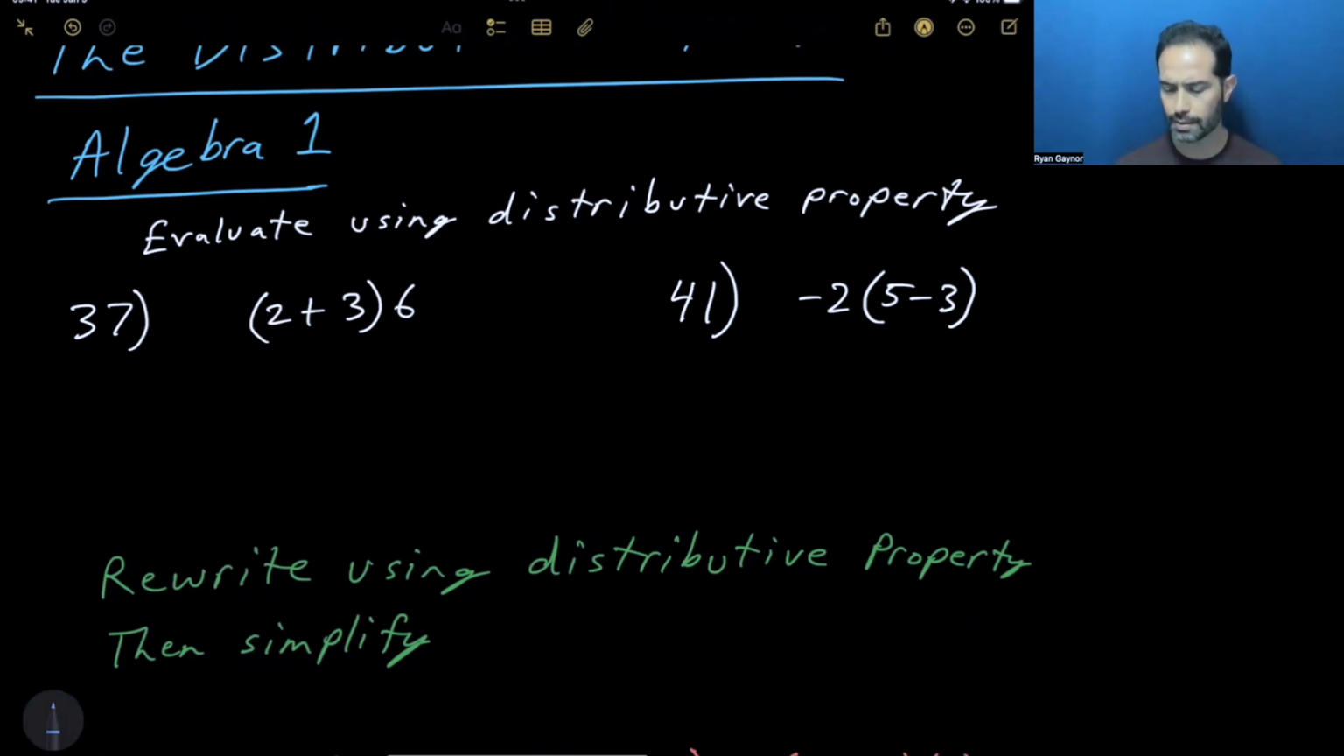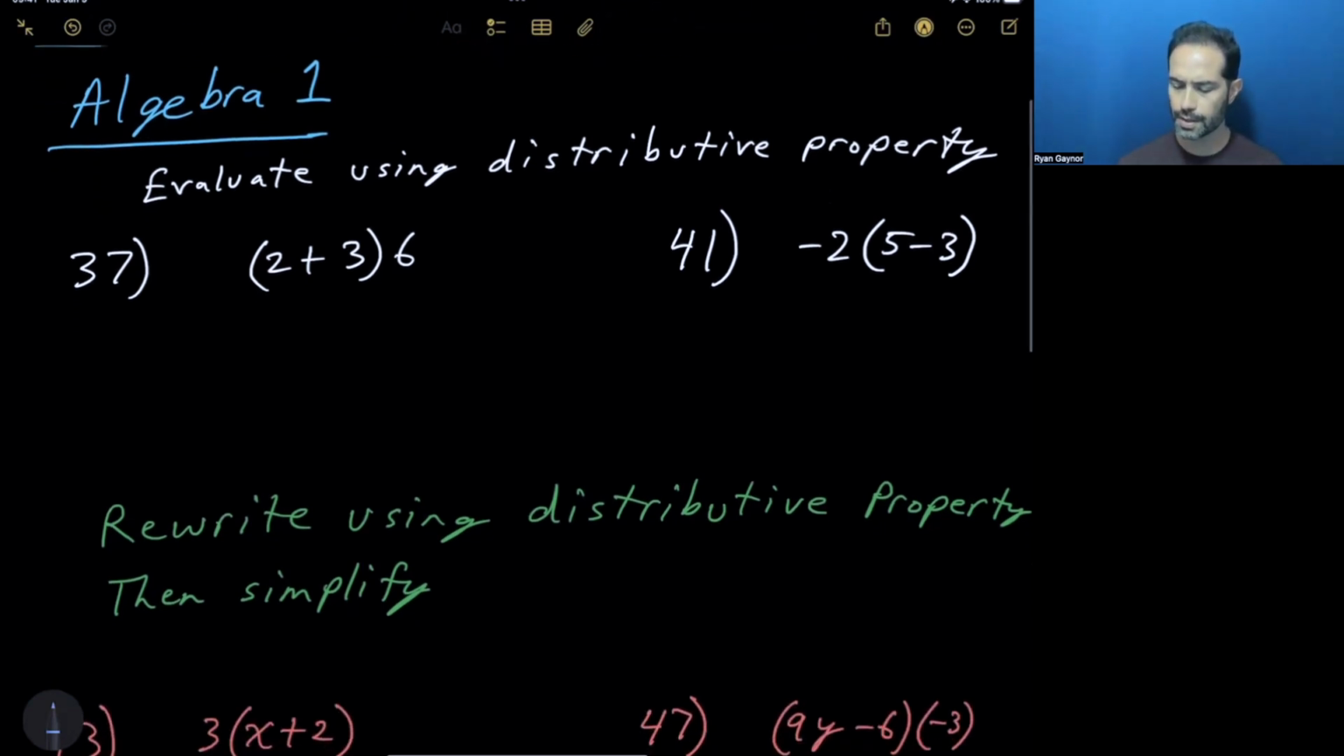So, what is the distributive property? The very first example says, evaluate using the distributive property. I like to think about it like this: let's say you're hosting a pizza party for your friends, and you take out the pizza and the friends line up, and each person gets a slice of pizza. So each thing in the group is receiving something, right?